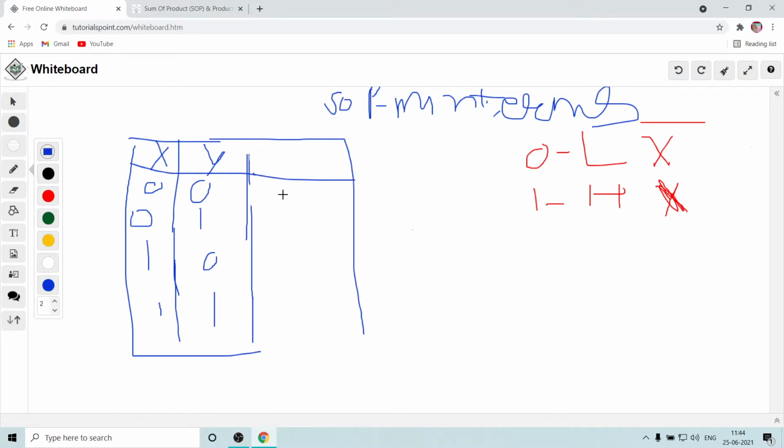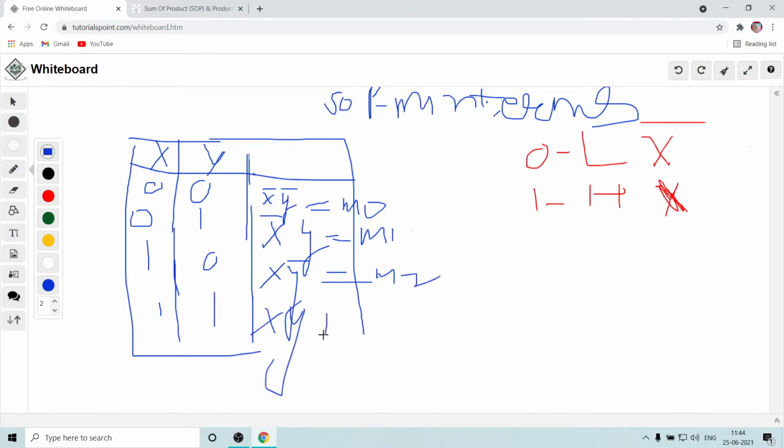Final function value will be x bar y bar. Okay, this is x bar y bar. Then this is x bar y. So this is my first minterm m0. This is my second minterm m1. This will be my x y bar. This will be m2. x y. Okay, so this is one function.